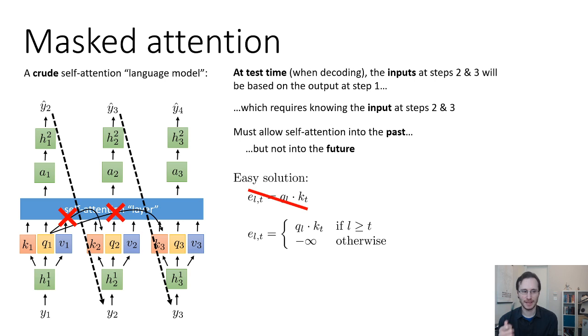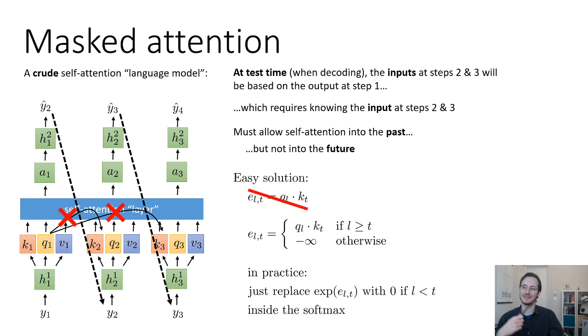Now, of course, in reality, dealing with these infinities in actual code can get really annoying. You kind of don't want to deal with infinities in your code. So a really simple way to do this in practice is to just replace the exponential of e_{L,T} with zero for every L that is less than T. And you can just do this inside your softmax calculation. So that will basically zero out the alphas for any lookup into the future.